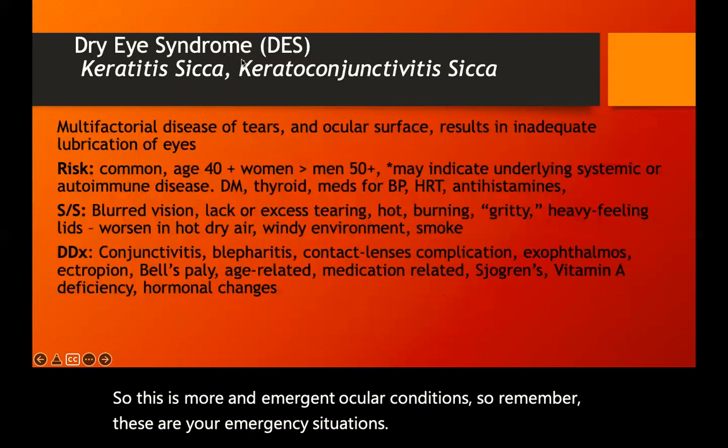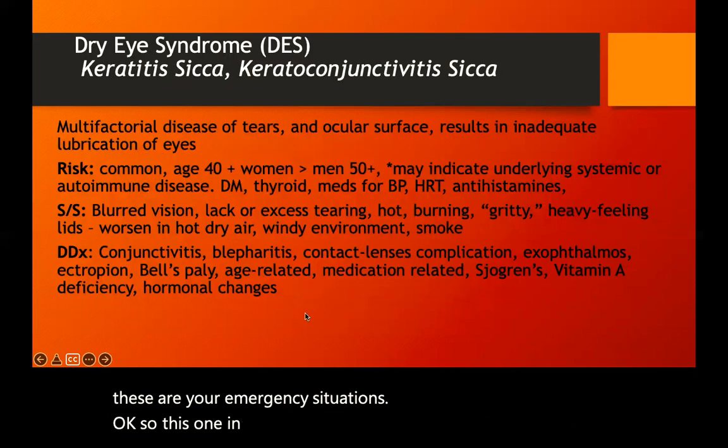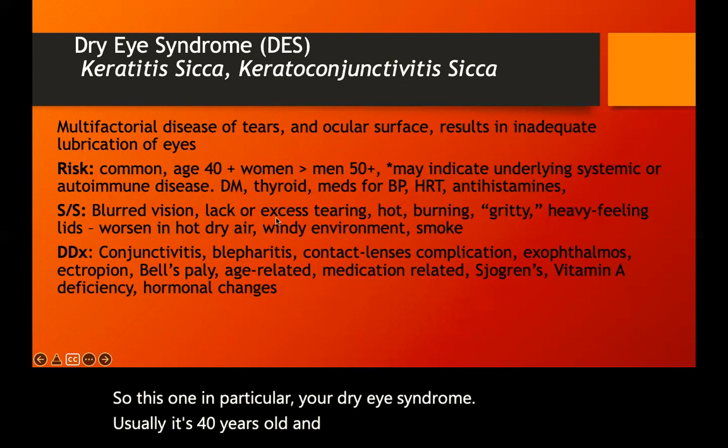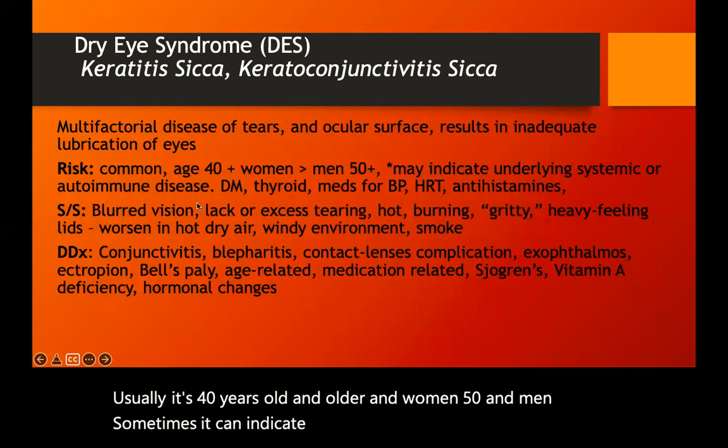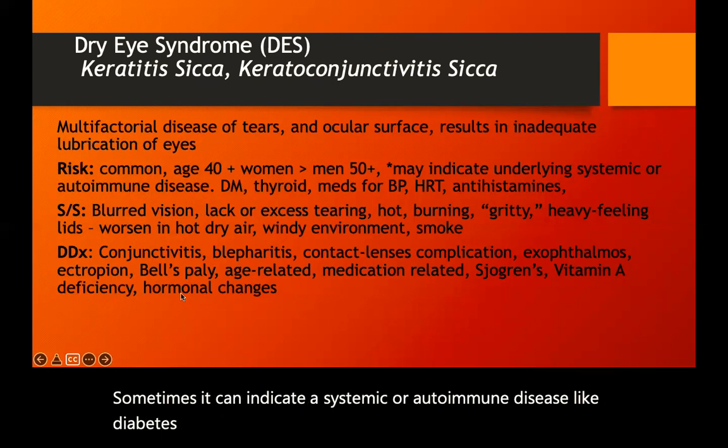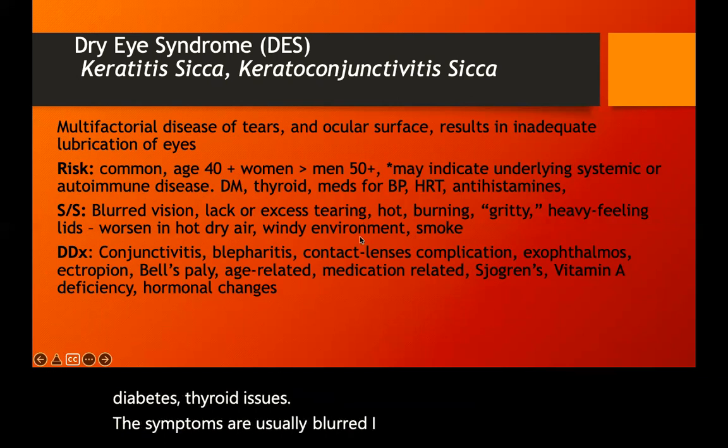Okay, so this one in particular, your dry eye syndrome. Usually it's 40 years old and older in women, 50 in men. Sometimes it can indicate a systemic or autoimmune disease like diabetes, thyroid issues. The symptoms are usually blurred vision, excessive tearing, gritty feelings.